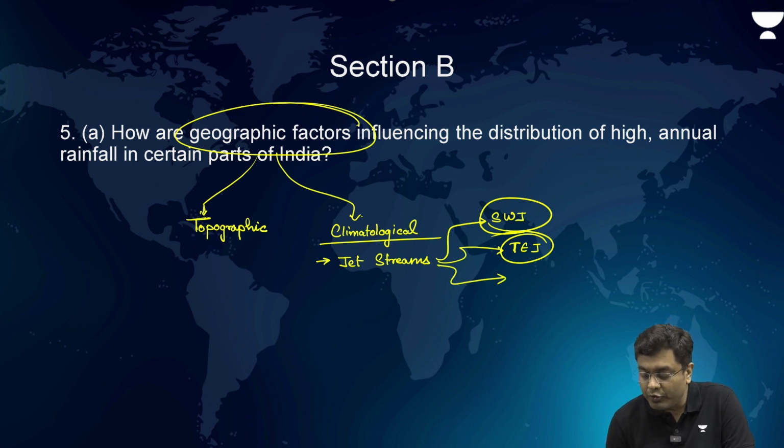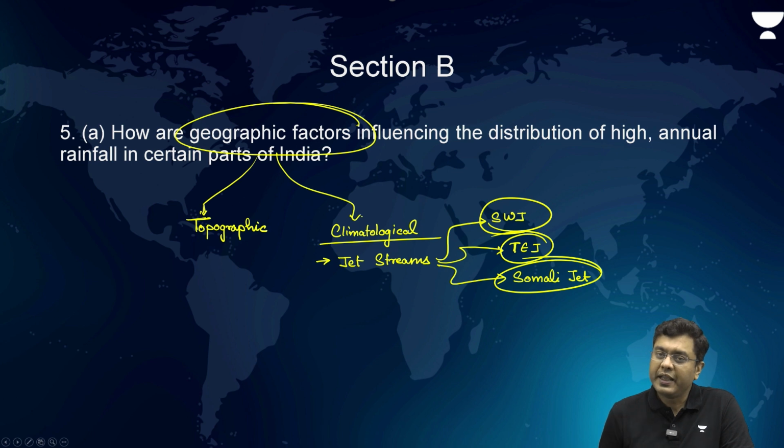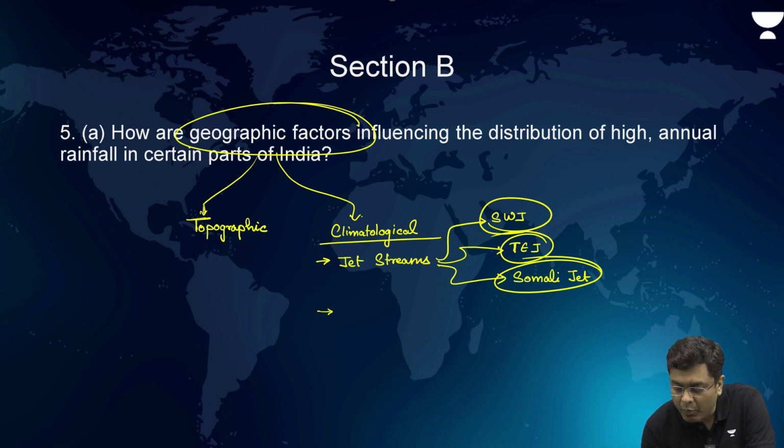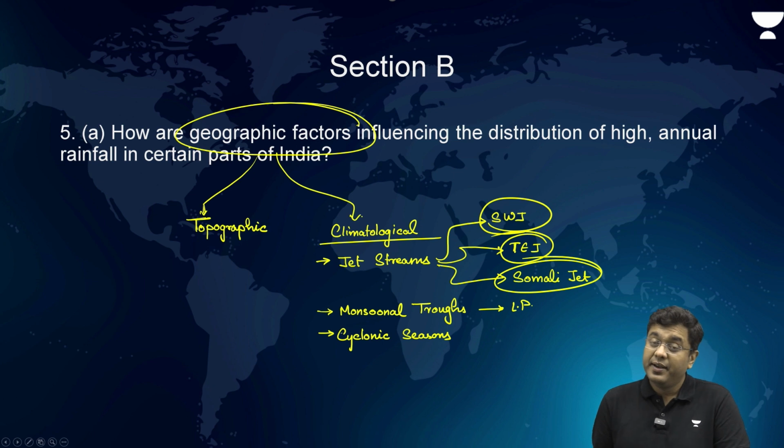Then you have the Somali jet or the Findlater jet. Okay. Then you have monsoonal troughs, if they are very prominent. These are the regions of low pressure. Then cyclonic seasons. In the topographic factors, also talk about the foothills of the Himalayas, right?